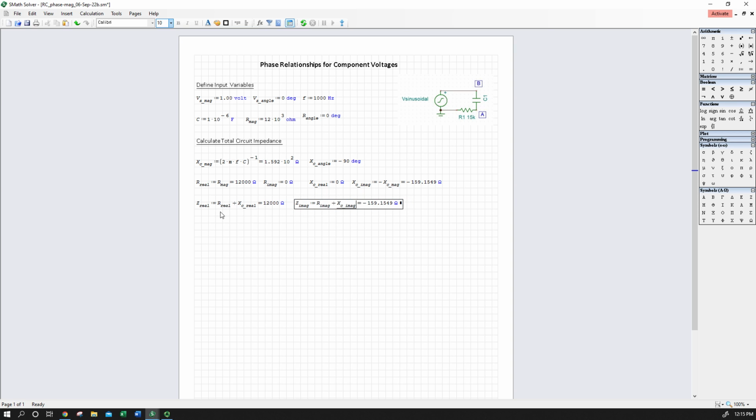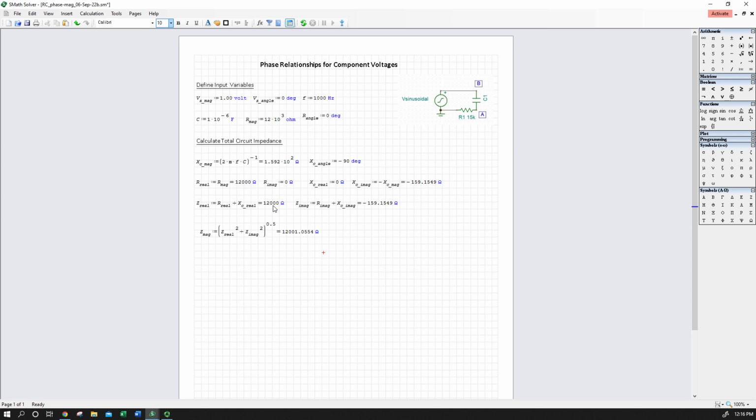Okay, so now if I want the total magnitude, so Z mag, I'm going to use my Pythagorean theorem, and I'm going to say that's going to be Z real squared plus Z imag squared. Scroll over, raise the whole thing to the 1/2, and I should get something in ohms. And oh boy, that's only a little bit more than my total real component.